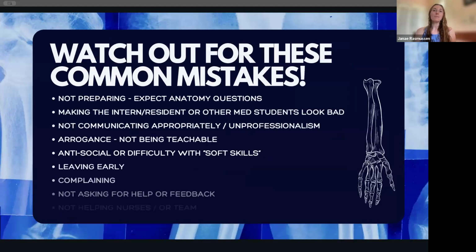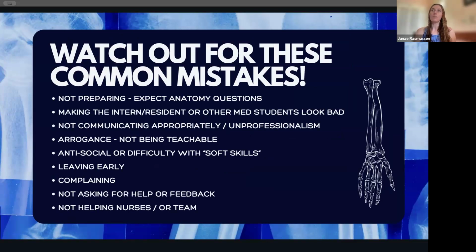So there's a lot of common mistakes that I see students make on auditions, and these are some of the heavy hitters. One of the most important ones is not preparing. When you are being asked questions, most commonly, those questions are going to be related to anatomy questions. So that is where your focus should be on. It should be on basics.